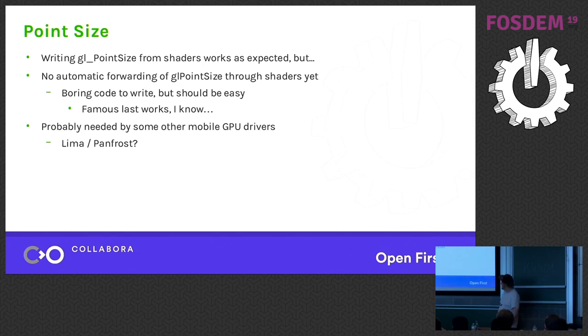Point size: in OpenGL you can either write the GL point size output in the vertex shader, or you can set a fixed point size for the whole draw call. In Vulkan, you can only write it in the vertex shader. We haven't done any forwarding of that state. It's kind of boring code to write, but it's relatively easy. And I think some of the other drivers that are working to be upstreamed are going to need something similar, so maybe we can work with them on a shared solution.